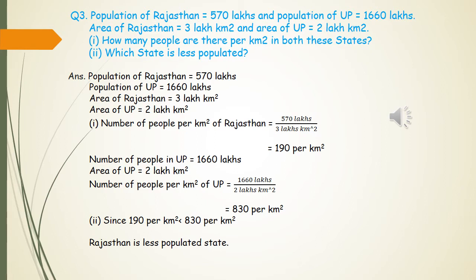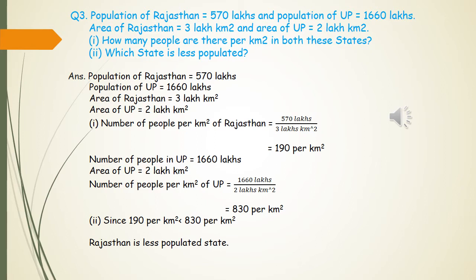Part 1. How many people are there per kilometer square in both these states? Which state is less populated? Now, number of people per kilometer square will be 570 lakhs divided by total area, that is 3 lakh kilometer square. If you reduce, we are getting 190 per kilometer square.